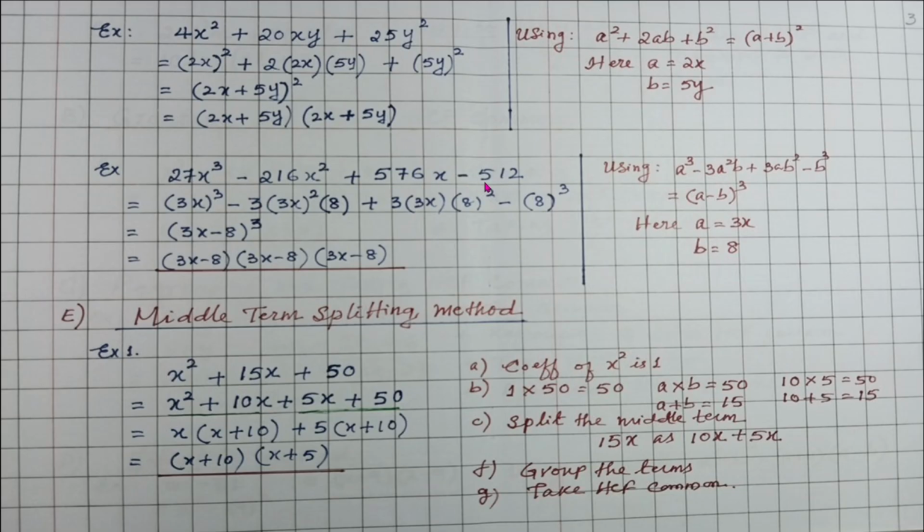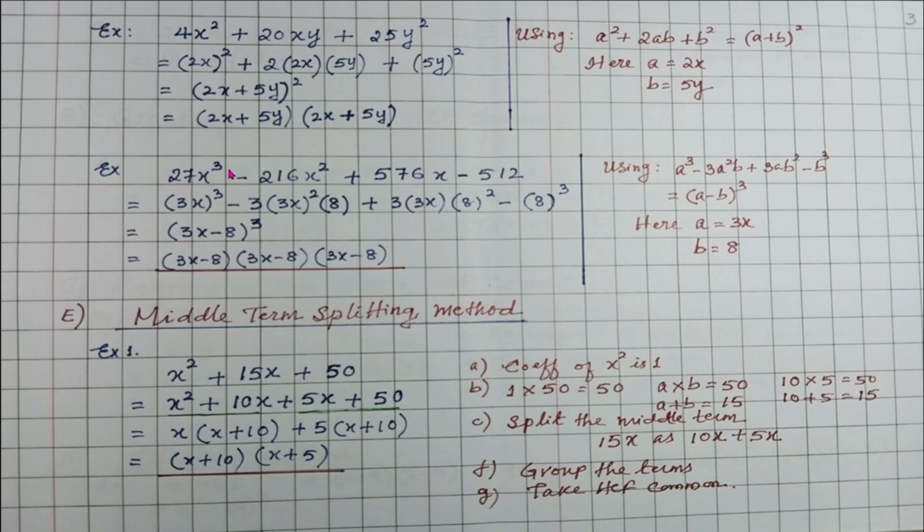Now it looks very difficult here, but see, there are cube terms. 27x cube is (3x) cube, 512 is 8 cube. So we have two cube terms here, the first and the last. Now if two cube terms are there, we can definitely apply one of the identities, that is a cube minus 3a square b plus 3ab square minus b cube is (a minus b) whole raised to cube. Now we have to check whether the middle two terms can be obtained correctly. If the middle terms are exactly the way they are, then we can use this identity.